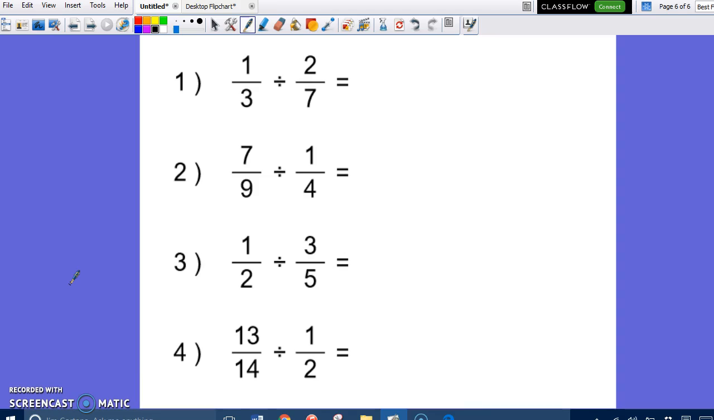Ooh, oh no, we're dividing fractions. Mrs. Howard, I hate dividing. Remember, that's what I heard all week until I showed you.